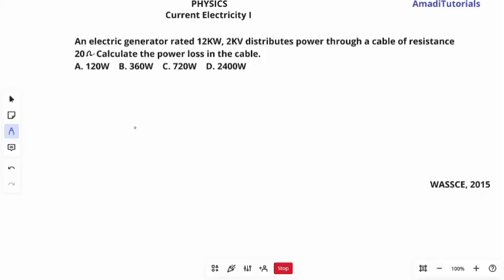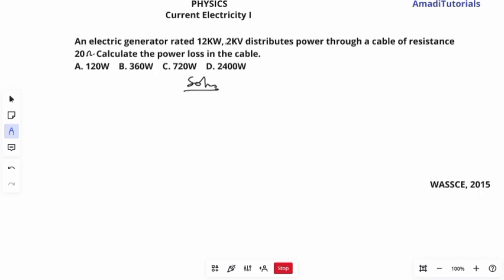To understand the concept of power, we're going to answer this question, which says an electric generator rated 12 kilowatts, 2 kilovolts distributes power through a cable of resistance 20 ohm. Calculate the power loss in the cable.